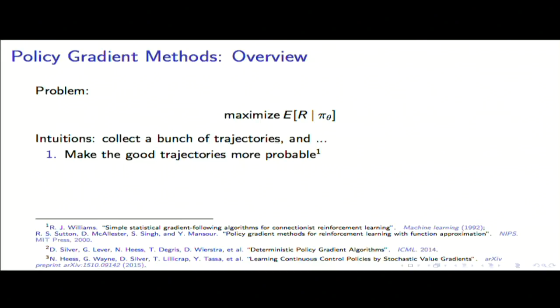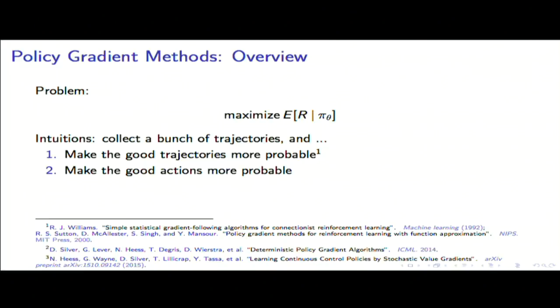Okay, so now we're going to get into the mathematical derivation of policy gradient methods, or first the description of what we're going to try to do here. Here's the optimization problem. We're trying to maximize expected total reward, which depends on this parameterized policy pi sub theta. There are several different versions of the intuition. The first intuition is we collect a bunch of trajectories, some of them are good, some of them are bad, and we try to make the good trajectories more probable. This is the crudest kind of policy gradient method.